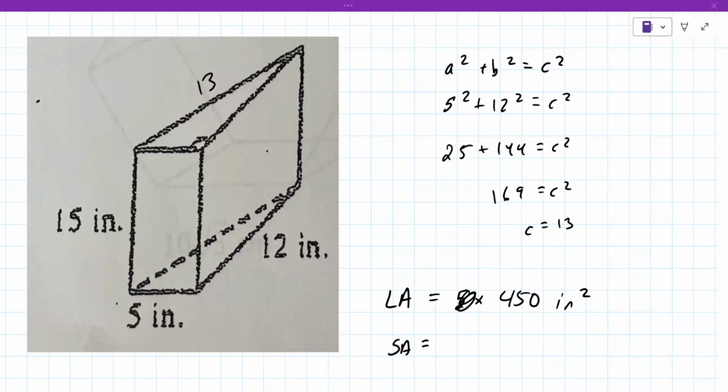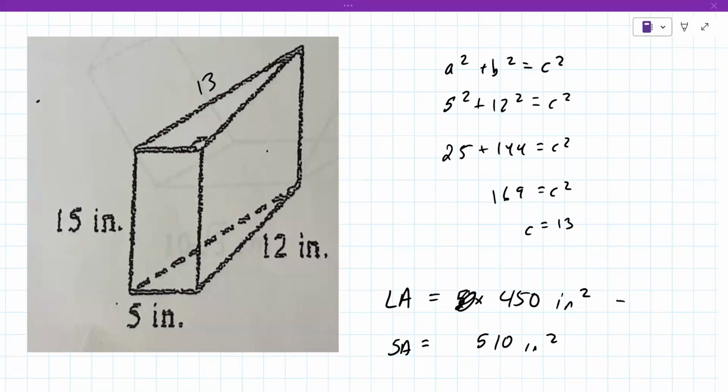Gives me 30. So times by 2, that's 60. So 60 plus 450 is 510. So you got it. 510 inches squared. You got it. Good job. Really good. Those are kind of the nice ones. I mean, I hate saying that, but it's kind of the truth.